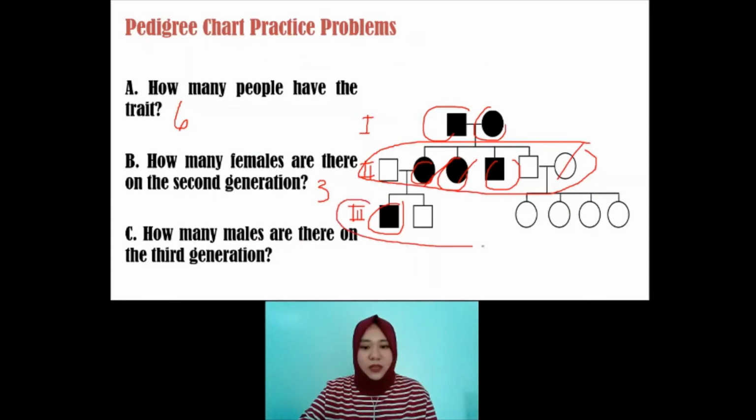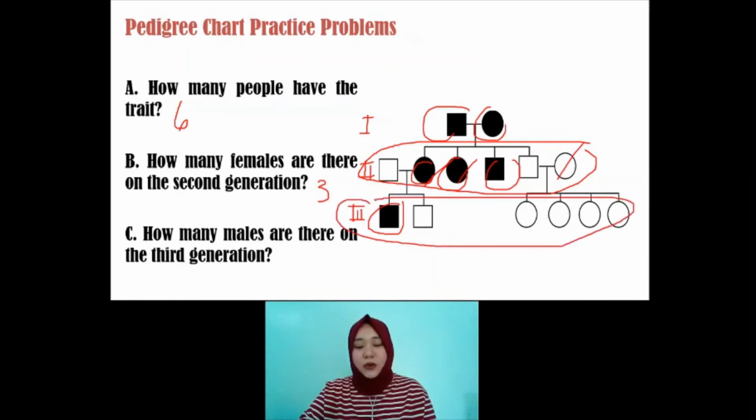Letter C, how many males are there in the third generation? So this is the third generation. So how many males? How would you know that it is male? If a box or square is used. So you have 1, you have 2. Okay? So, that's it. It's very simple. That's how you try to analyze. That's how you analyze a pedigree chart.